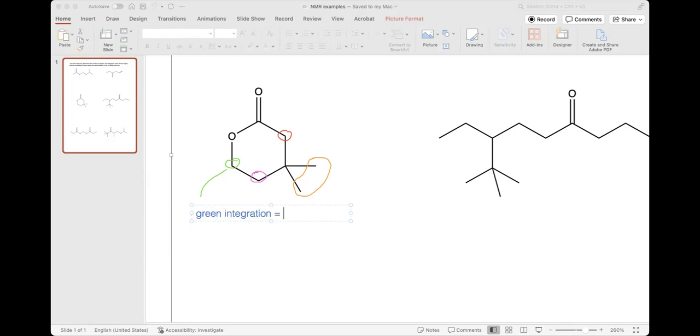Two. Yep, it would be 2. And then the pink, I'm just going to say some of these answers with the virtual. The red integration, there's 2 hydrogens there. That's also going to be 2. And then for the orange, it's going to be 6.